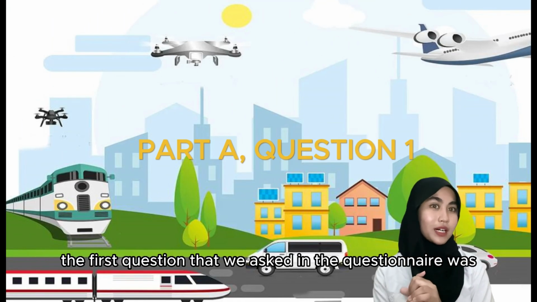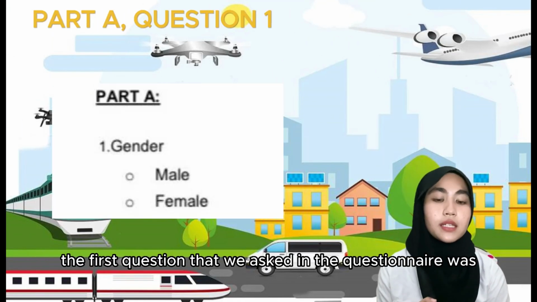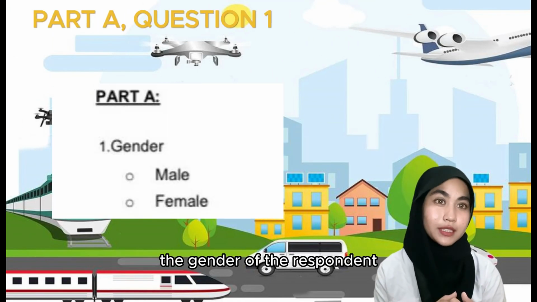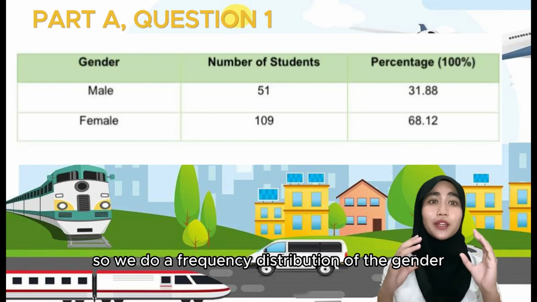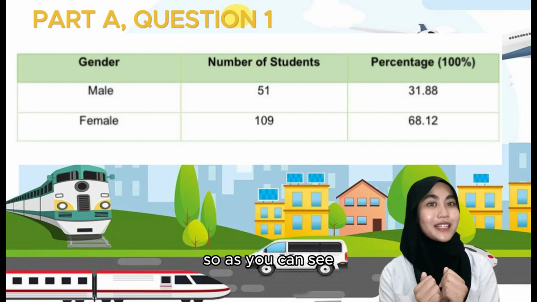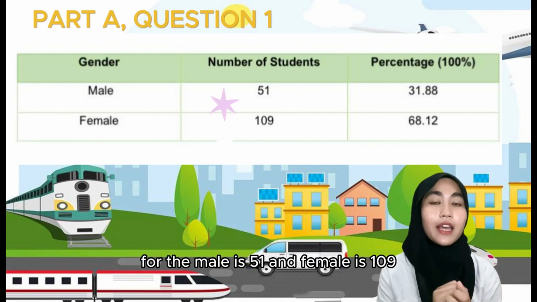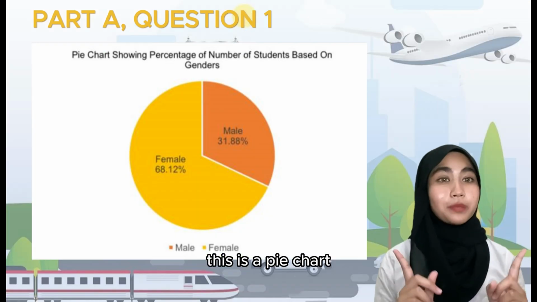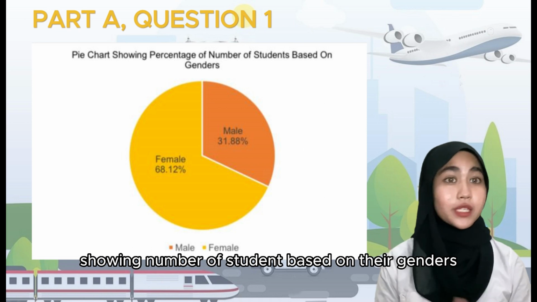The first question that we asked in the questionnaire was the gender of the respondent. So the first thing we do is a frequency distribution of the genders. As you can see, male is 51 and female is 109. This is a pie chart showing the number of students based on their genders.